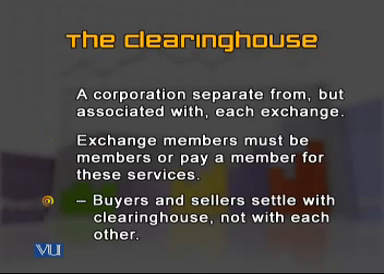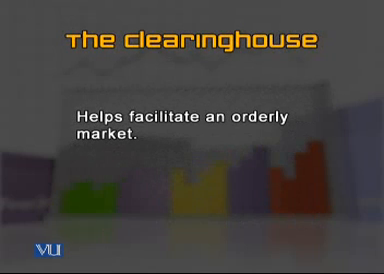The buyers and sellers settle with the clearinghouse, not with each other. So you have a third party in between to settle your trades again. Like you have a brokerage house to execute your buying and selling orders. So a clearinghouse helps facilitate and make an orderly market.